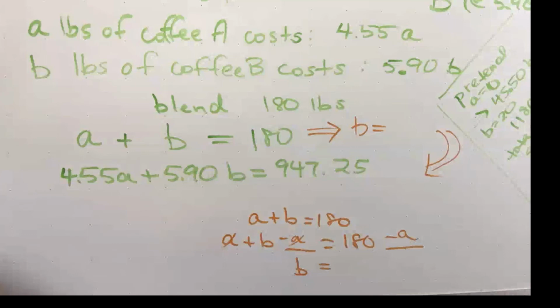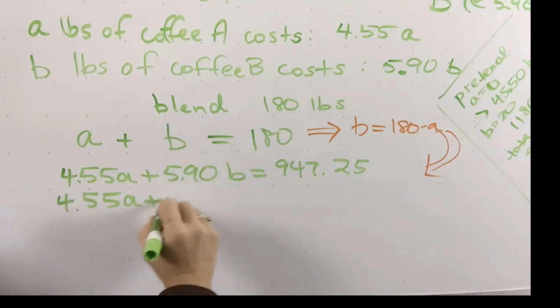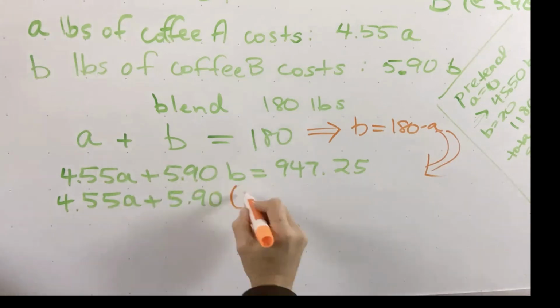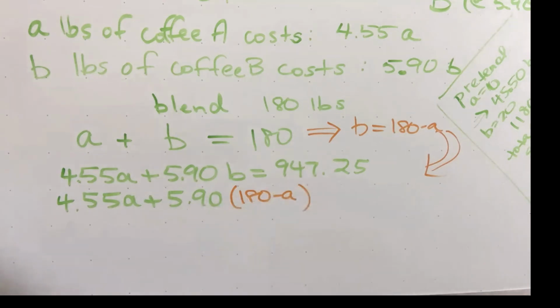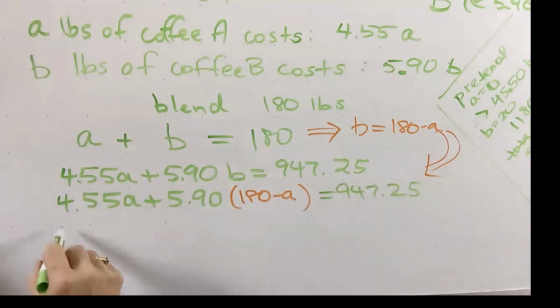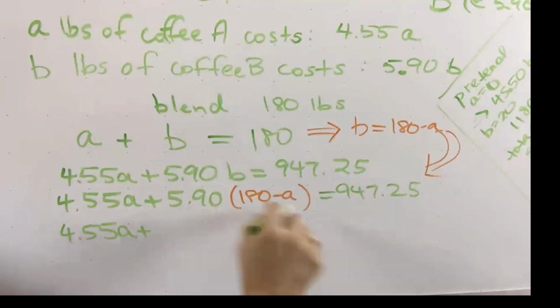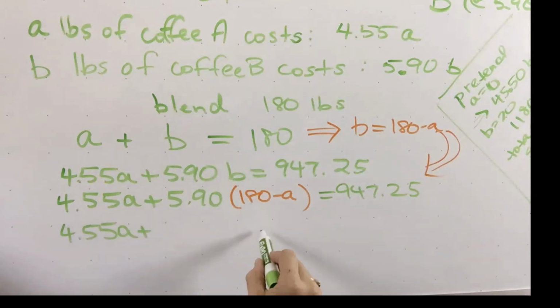You know, in this case, it's just when I combine like terms, do I get what I thought I got? So I'm going to take 4.55A plus 5.9B, but I have that B is 180 minus A. So I'm just replacing my B with that. So I got 4.55A plus, I'm going to have a minus A on that side, but that should work itself out. What's 5.9 times 180?